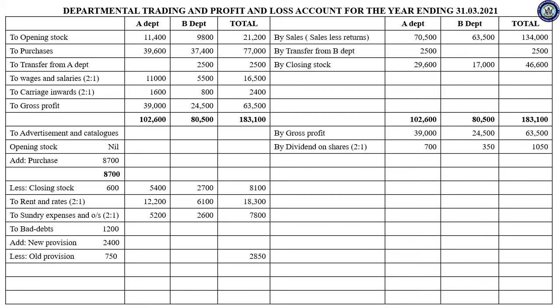So next, old provision, that is 750, which is given in the trial balance. So bad debts 1200, and the new provision. How did you get the new provision? 49,200 is the debtor value. From that you have to deduct the new bad debt which is given in the adjustment, that is 1200. The net debtors is 48,000. On that 5%, you will get 2,400. Then if you deduct old provision, that comes to 2850. Now you divide it on the basis of 2:1, that is 1900 and 950.